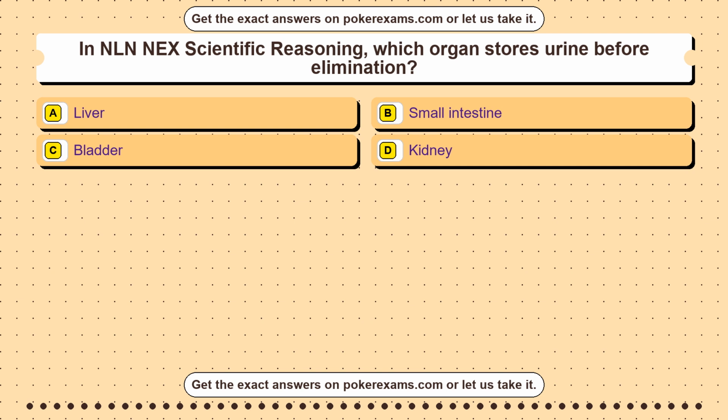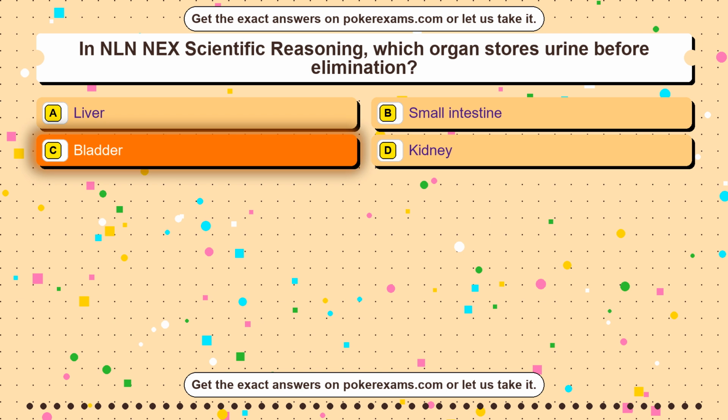Question 23. In GED science practice test, which probability equals 1 chance out of 4? Option A 50%. Option B 75%. Option C 25%. Option D 40%. The correct answer is option C.